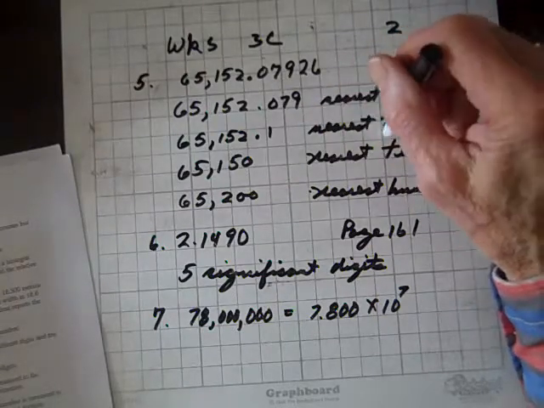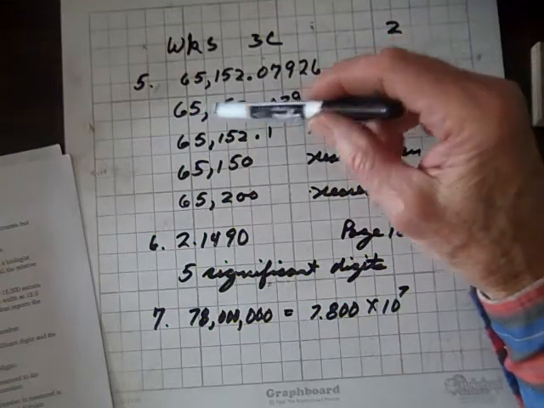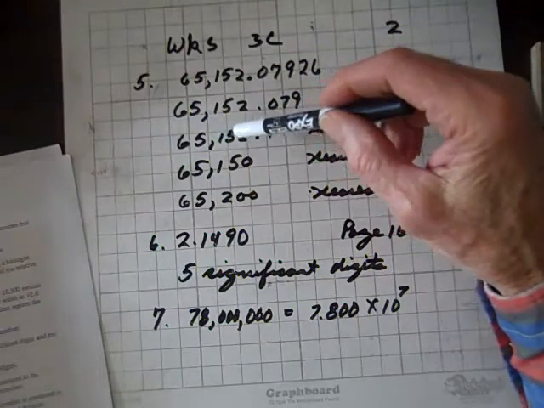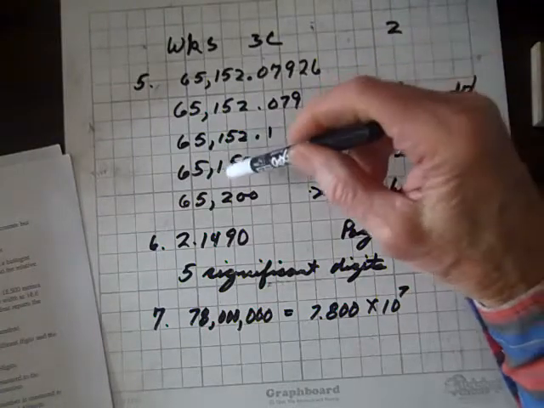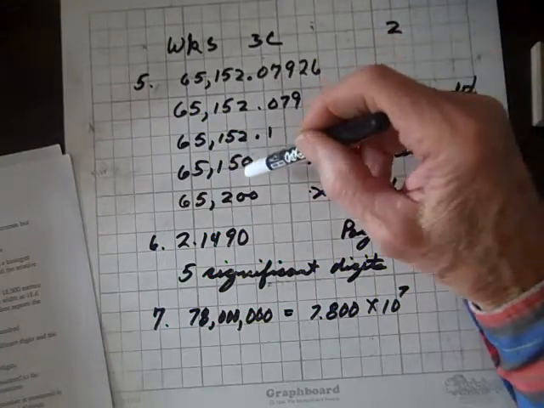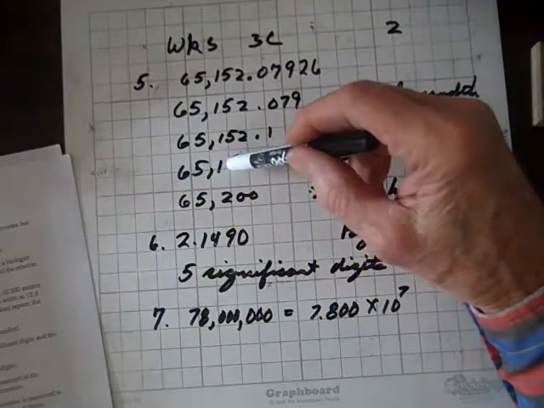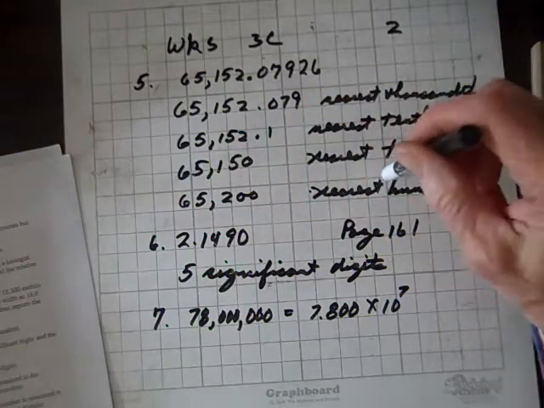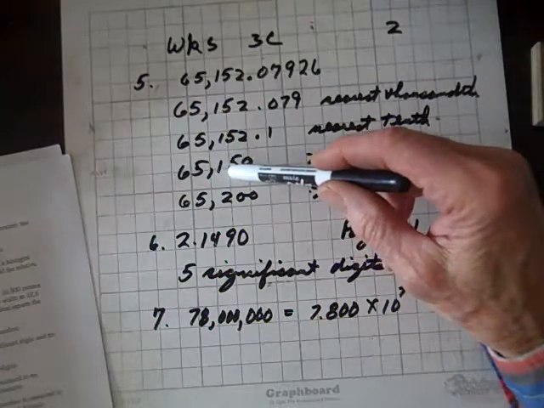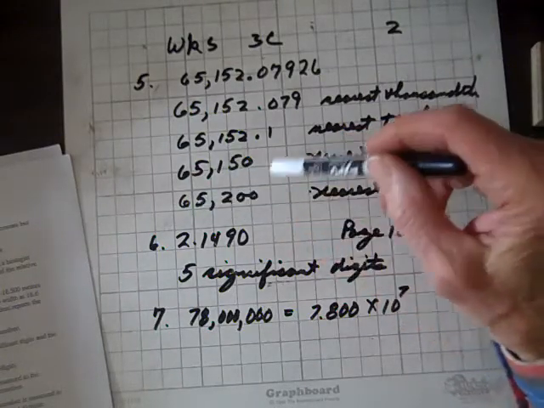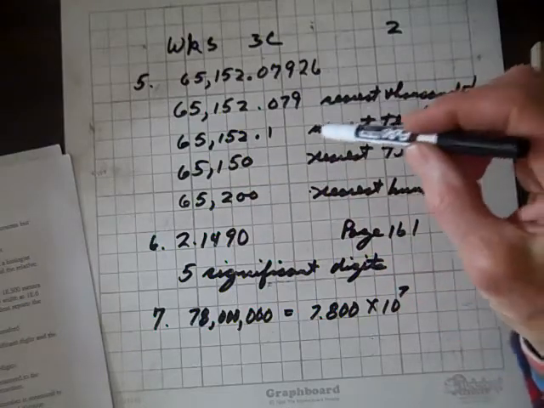Now rounding to the nearest tenth, we get 65,152.1. Rounding to the nearest 10, we get 65,150, and rounding to the nearest 100, because the digit to the right of the 1 is a 5, we're going to round up and we get 65,200.